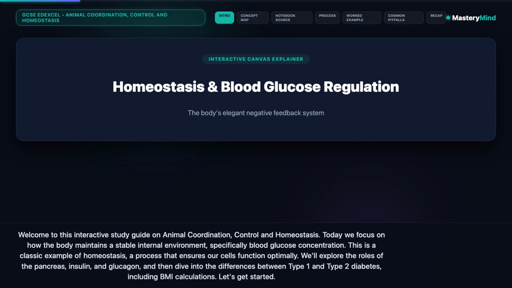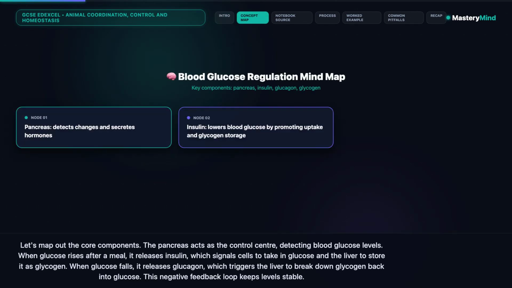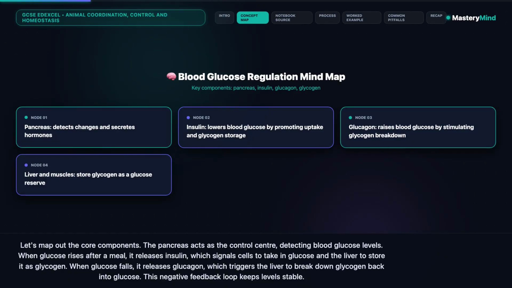Let's get started. Let's map out the core components. The pancreas acts as the control center, detecting blood glucose levels. When glucose rises after a meal, it releases insulin, which signals cells to take in glucose and the liver to store it as glycogen. When glucose falls, it releases glucagon, which triggers the liver to break down glycogen back into glucose. This negative feedback loop keeps levels stable.